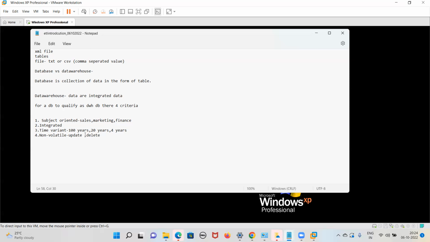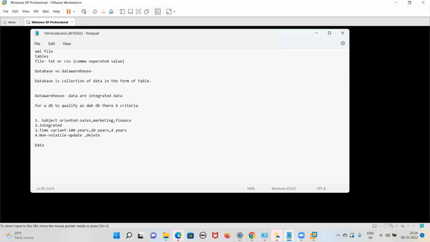So for a database to qualify as a data warehouse database, it should be subject oriented, integrated, time variant, and non-volatile. Am I clear, guys? Tell me yes or no. Yes, sir.